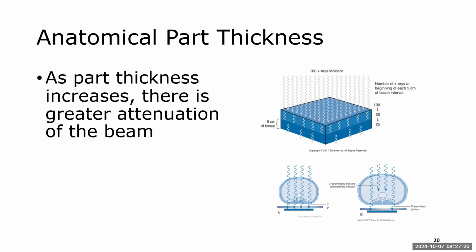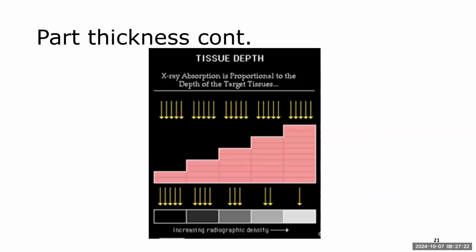I think I have another slide here that I hope will help clear up part thickness. If you look at this image, the yellow arrows are supposed to represent photons, okay? And the pink step wedge, you can see it. This would be like looking at a step wedge on the side, all right? As the thickness of the step wedge increases, what happens to the number of photons that make it through? It decreases, right?